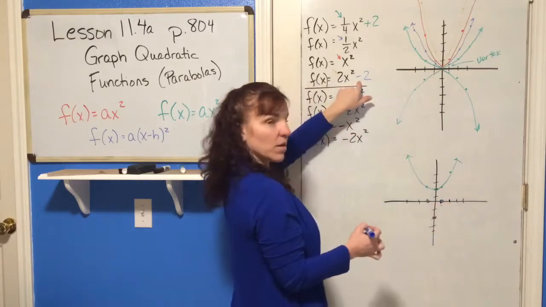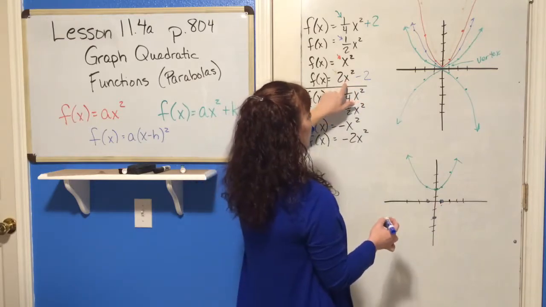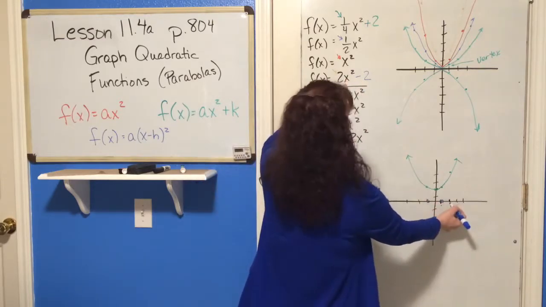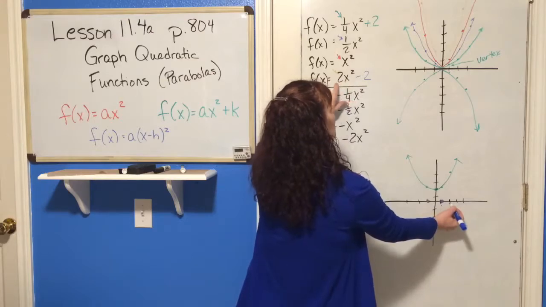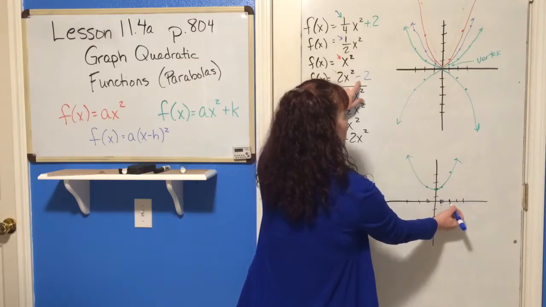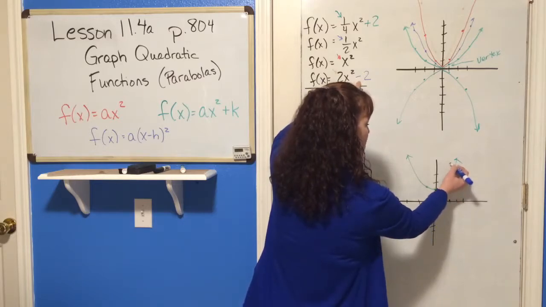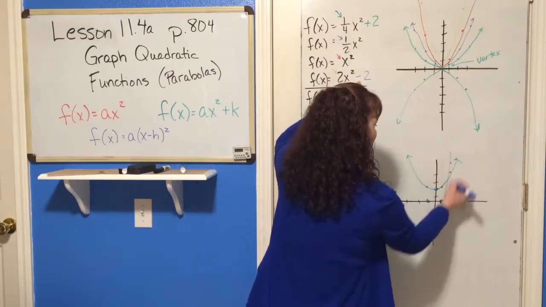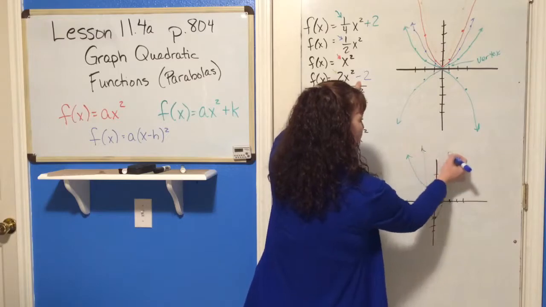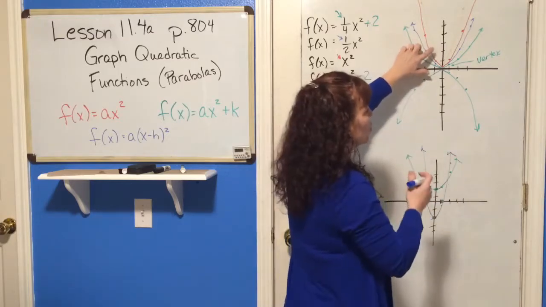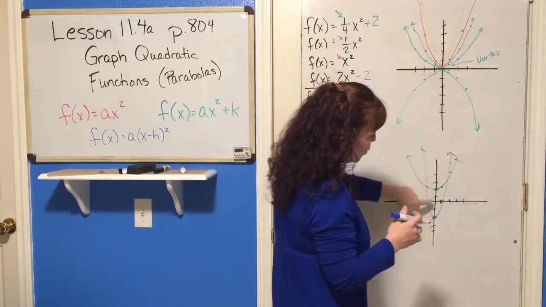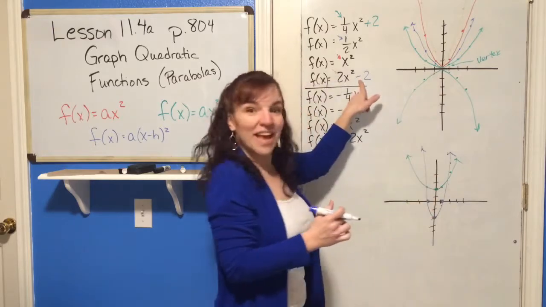We're not going to go up or down at all. And now let's go over to the 2. 2 squared is 4, times 2 is 8. So 8 minus 2 is 6. 1, 2, 3, 4, 5, 6. So we've got this same skinny shape that we had up here in the orange, but instead of starting on the origin, we started 2 down.